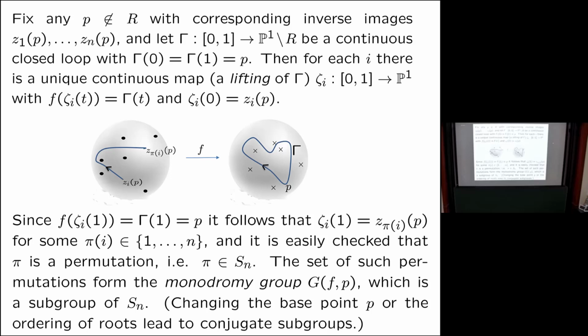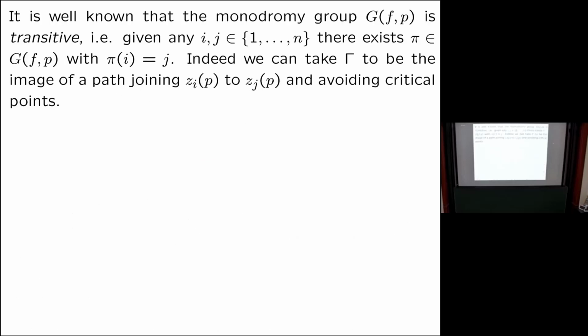All right, so that's the monodromy group. Now, it's well known that the monodromy group is transitive. A permutation group is transitive if, given any i and j in 1 to n, there's something in the group, in this case the monodromy group, which takes i to j.